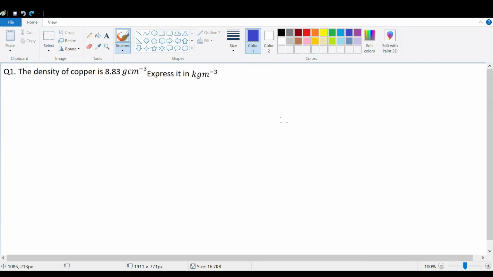Hi guys, let's look at the next exercise. Next exercise is exercise 5b and we are looking at numericals of that exercise. But before we start some questions, let's look at what we've already done in exercise 5a.